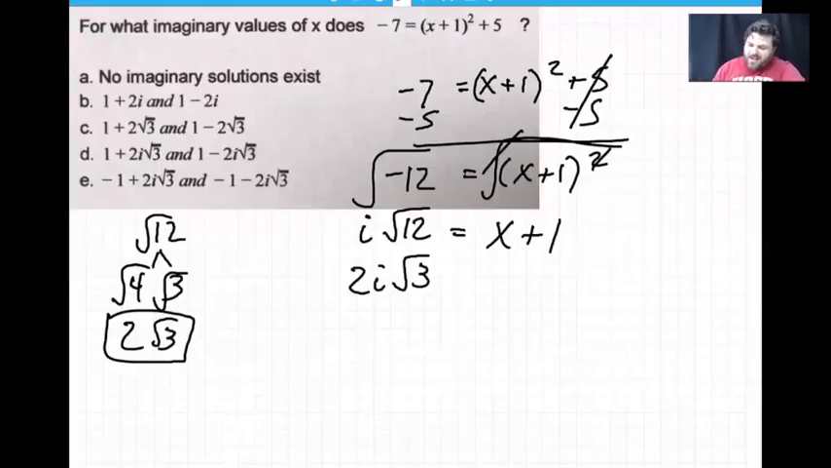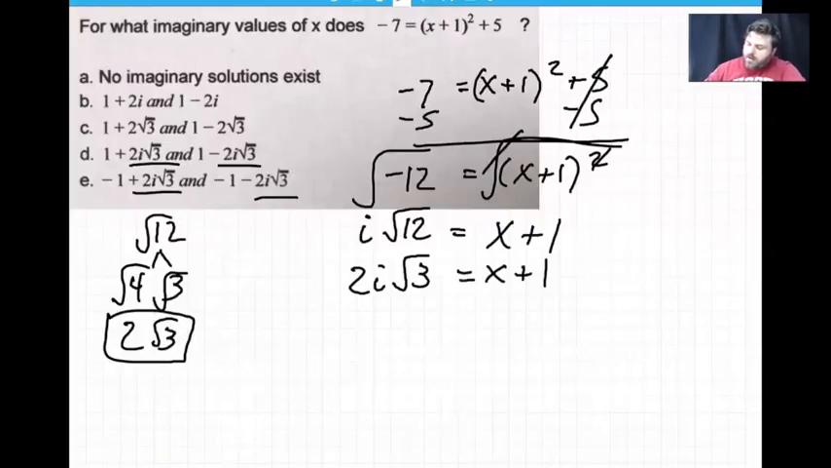I just squeeze the i in there because I see my answers have that, right? My answers all have the 2i together. You could write 2 square roots of 3 times i, or i times 2 square roots of 3. It doesn't matter what order you put it in, as long as they're all there. So we get that equals x plus 1.